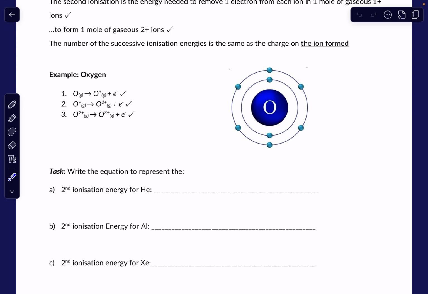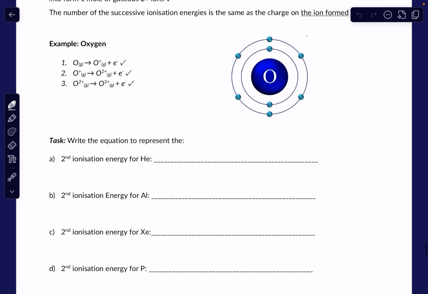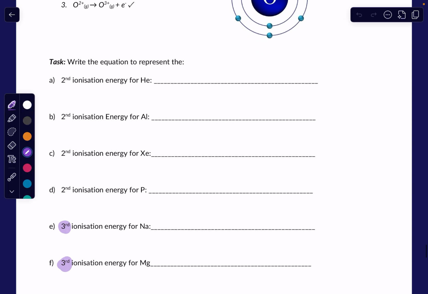Now, thankfully for you guys, the way to write these equations is the exact same as before, only now you're shifting where that positive is. Let me take you through the first one for helium, and then I will leave you guys to do the next task. So we're going to write down the second ionization energy for helium. It's already had 1 electron kicked out, which means it's already 1+. Now we're going to remove another electron. So we put the energy in, it kicks the electron out. We now have an electron over here that's been kicked out, and what we've got now is a helium 2+ ion.